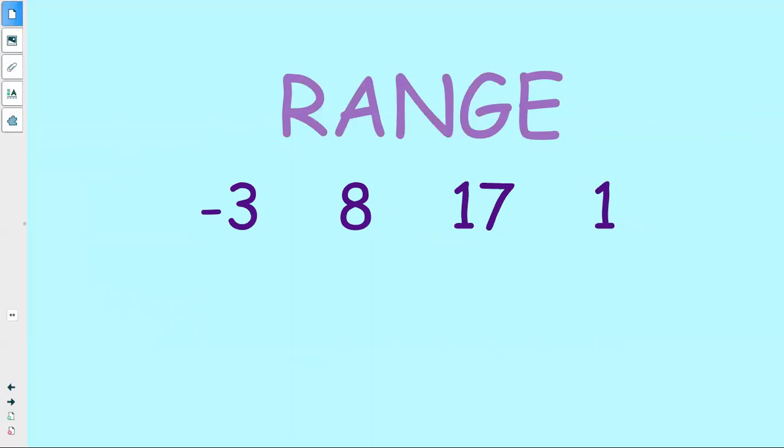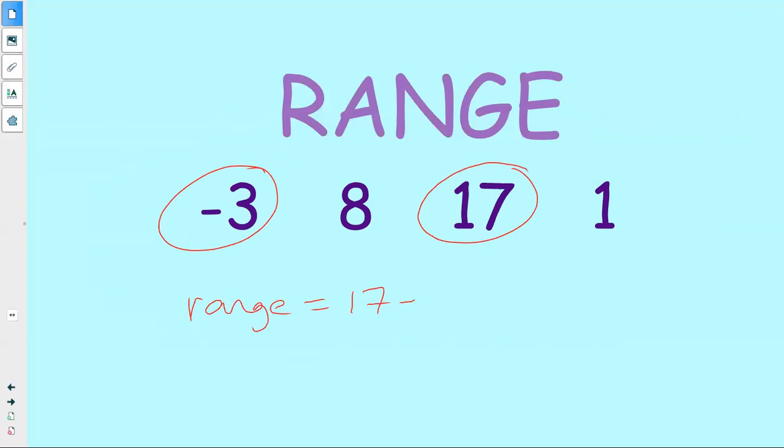This one here, highest value, 17, lowest value is in fact -3. So the range, 17, take away -3. I don't really want to get into negative numbers at this point, but you're just telling me how far apart they are. So if you're on -3, what do I have to do to get to 0? Just think of a number line here.